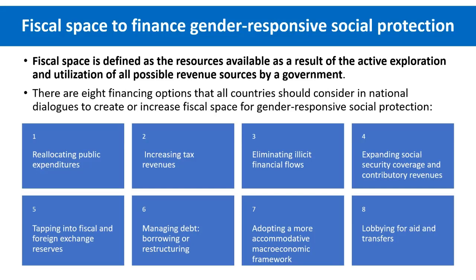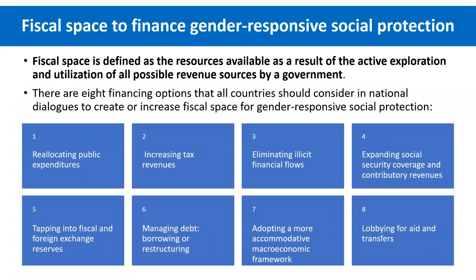Here, some countries, for example, have put in place a sovereign fund that could go on the market in order to borrow money or draw on the private resources available within the country, and to finance social protection activities with that. The sixth will be managing the debt, especially in most African countries where you have a higher level of debt. That will be through borrowing from the market or restructuring the debt.